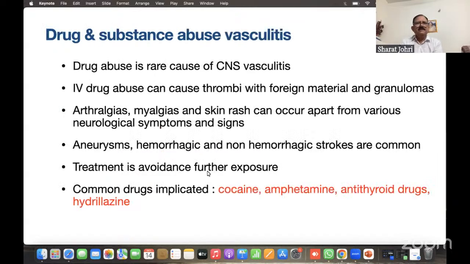Lastly, the drugs and substance abuse vasculitis. Some drugs can cause that. IV abuse can cause thrombosis in the veins and arteries, and they can cause arthralgias, myalgias, and skin rash. Aneurysm, hemorrhages, and non-hemorrhagic strokes can also occur. The treatment is just to avoid the exposure. Some common drugs are cocaine, amphetamine, antithyroid drugs, and hydralazine.